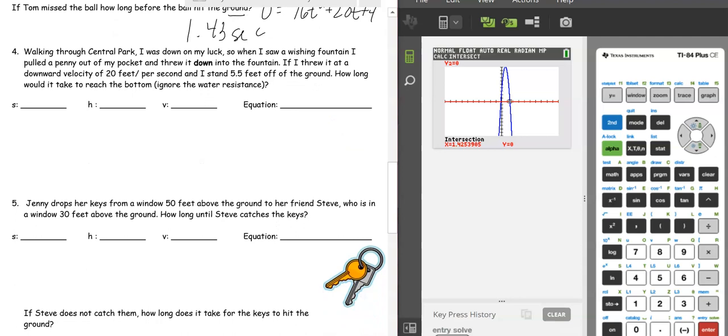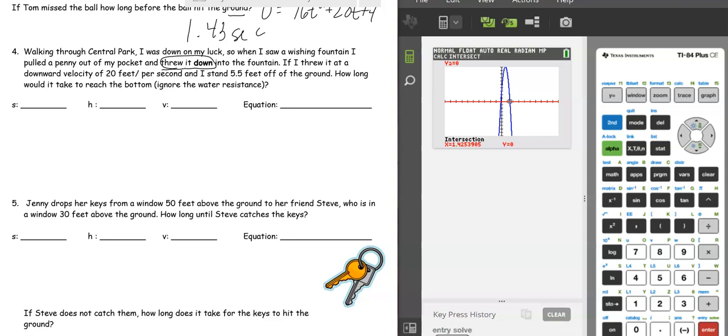All right, again, we're only using the same 2 equations. You just have to figure out what to do. Walking through Central Park, I was down on my luck, so I saw a wishing fountain. I pulled a penny out of my pocket and I threw it down. I said, I am so mad, I'm going to just throw this in there. I'm not going to flip it with my thumb because I don't know how to do that. So I'm just going to throw it down because this better work.